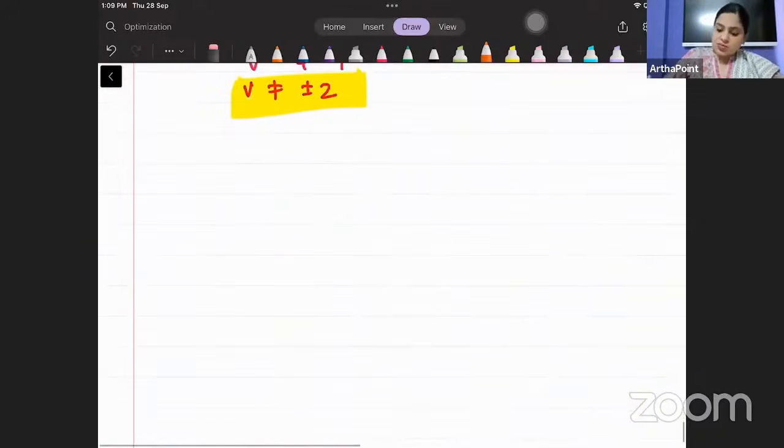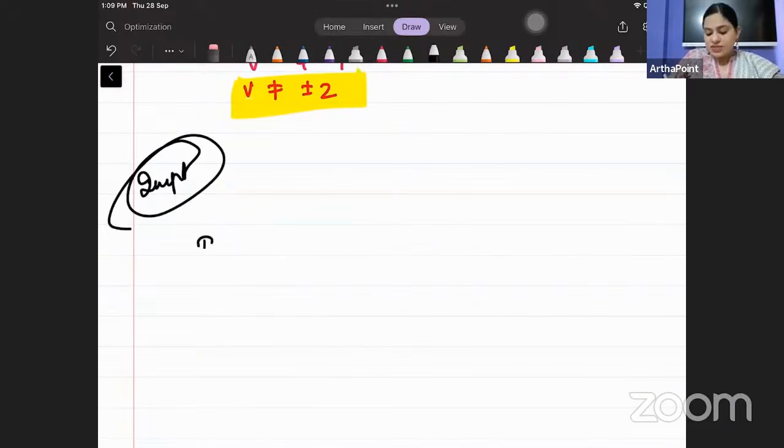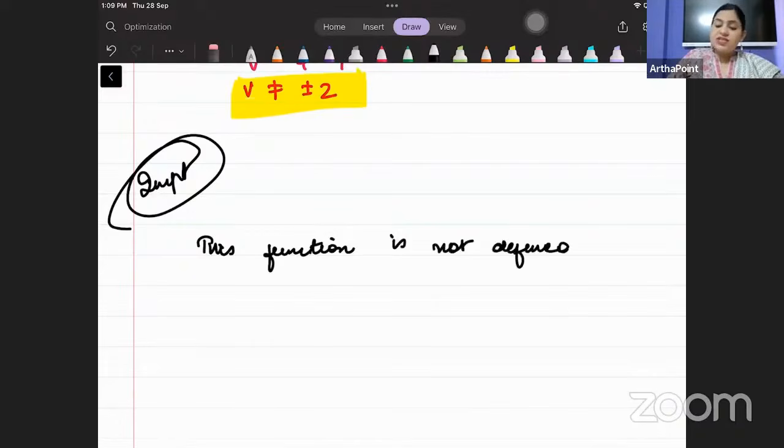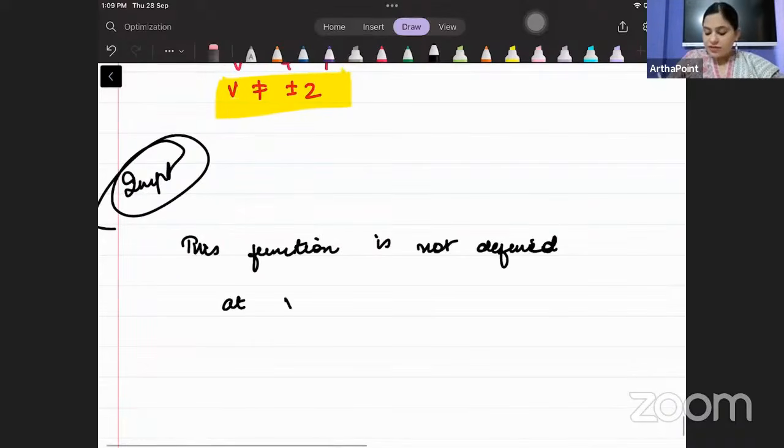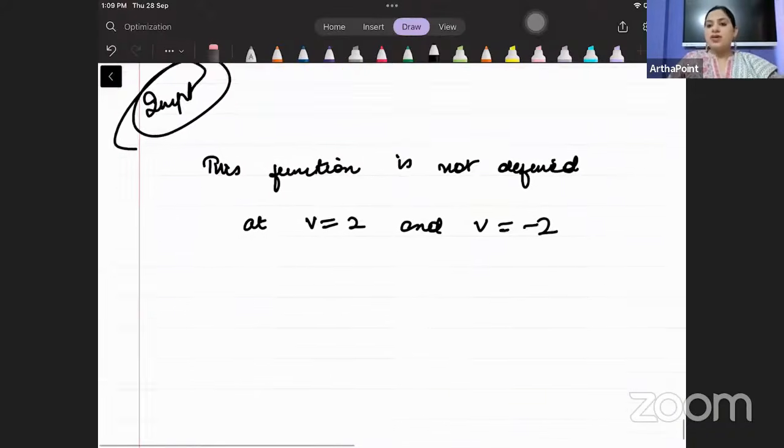I want to write this down. This is very important, so please write it with me, beta, that this function is not defined. When is this not defined, beta? At v is equal to 2 and v is equal to minus 2.